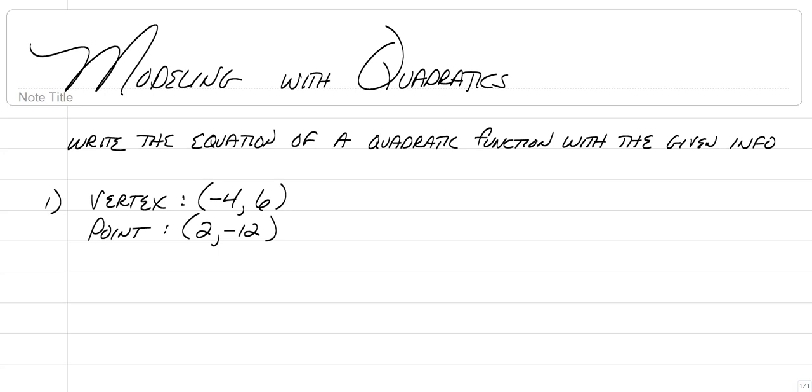So what we're going to do is, when given a vertex, use vertex form. So vertex form is y is equal to a, and then parentheses x minus h squared plus k. And we have to remember what the h and k represent. The h and k is your vertex. So our vertex is h, comma, k. And of course, we know all points are just represented x and y.